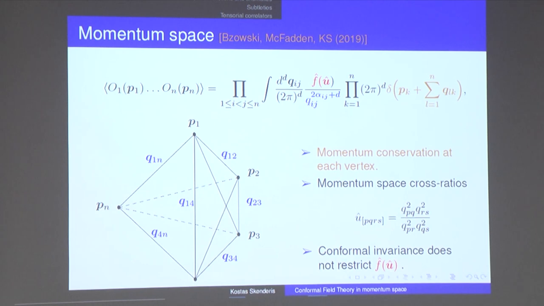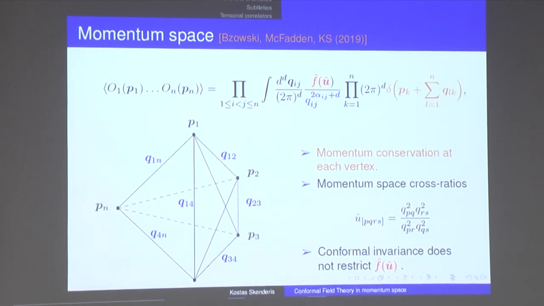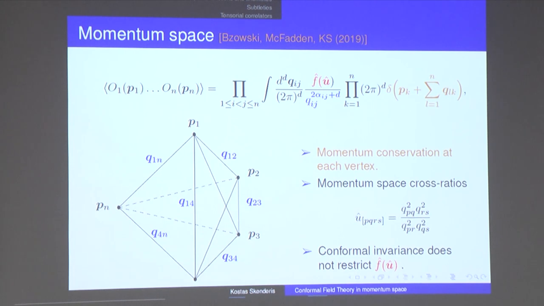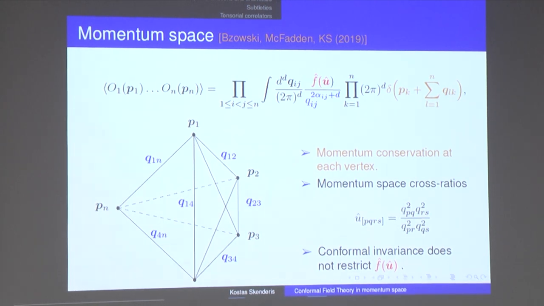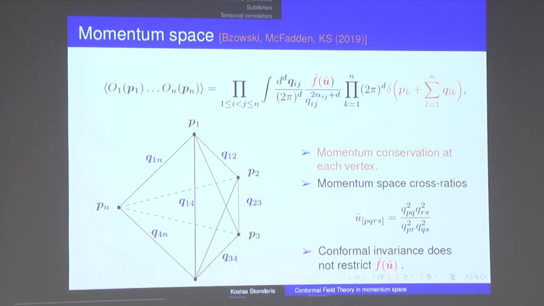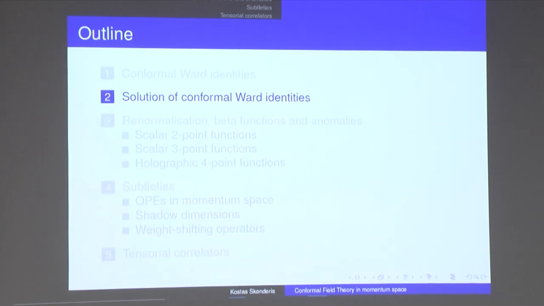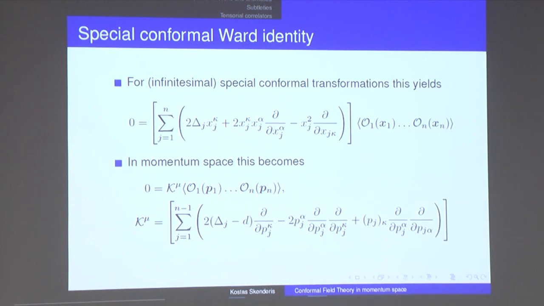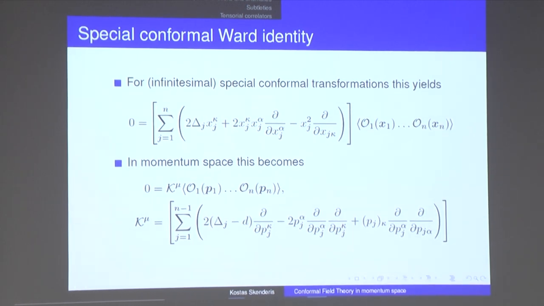Now, for each vertex, you have momentum conservation. This is this piece right over here. All incoming momenta, if you add them up, you get 0. It doesn't directly act on P_i. It gives a differential equation that we saw here. So if you have this correlator, it's not a simple local action. That's what makes it more complex in momentum space, whereas in position space, it was a local action on the variable.